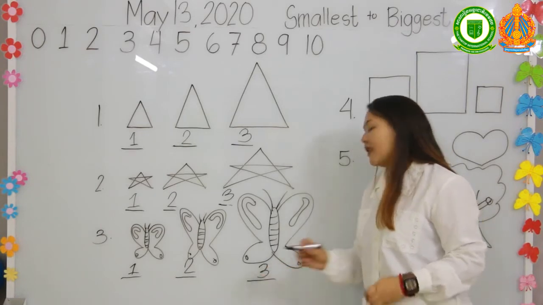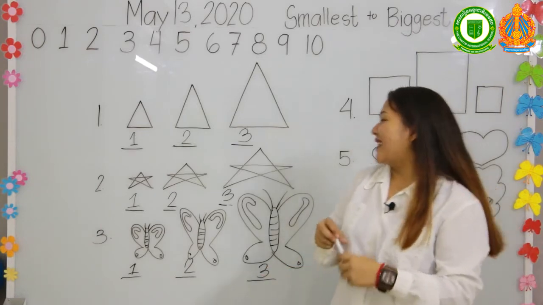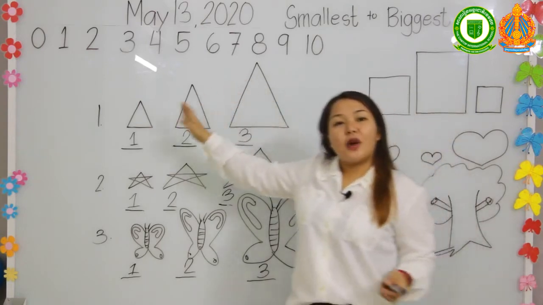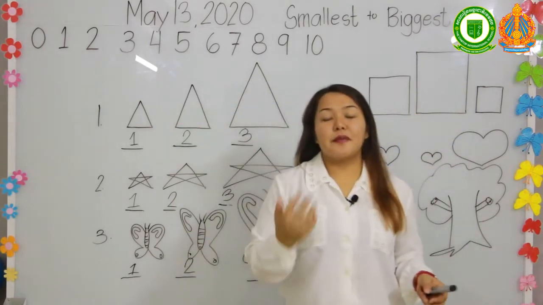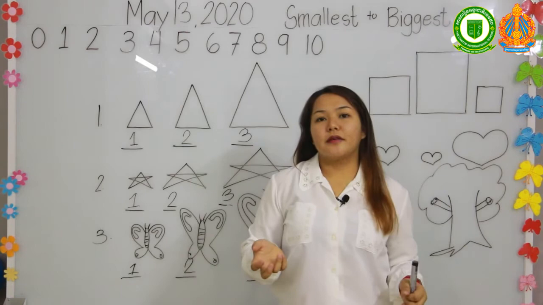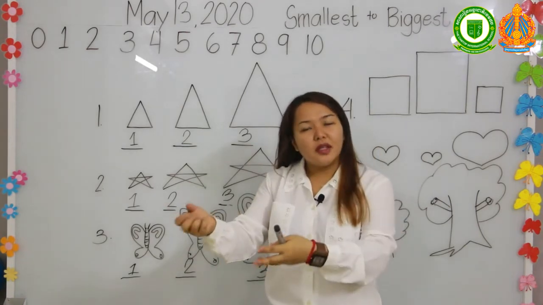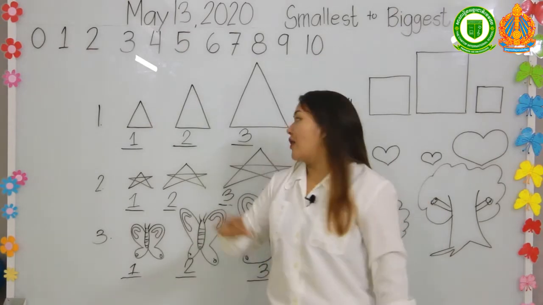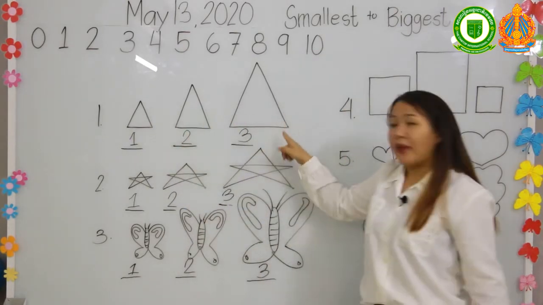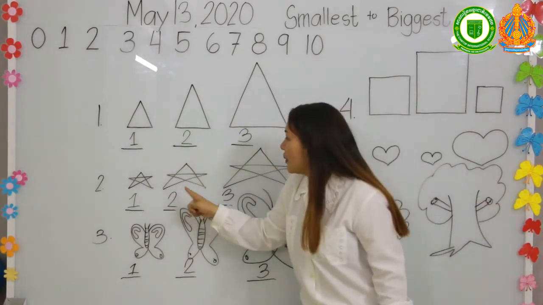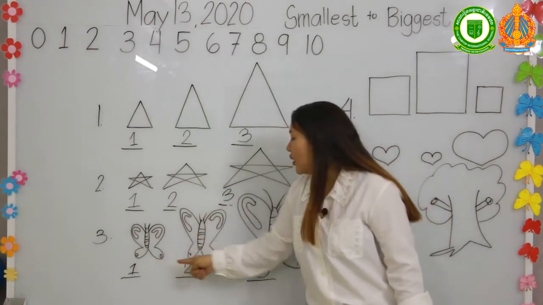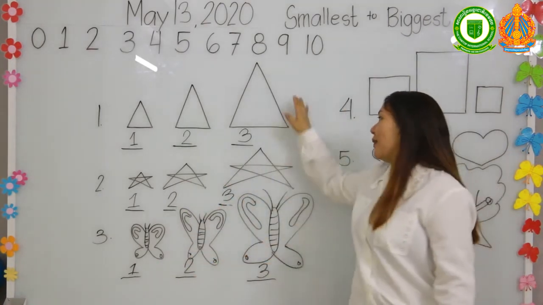And we're going to put number 3. Alright, so I made it all the same so that you can be familiar with what small and big look like. So again, this is small and this is big. Small, big, big, small, big, big, or the biggest.